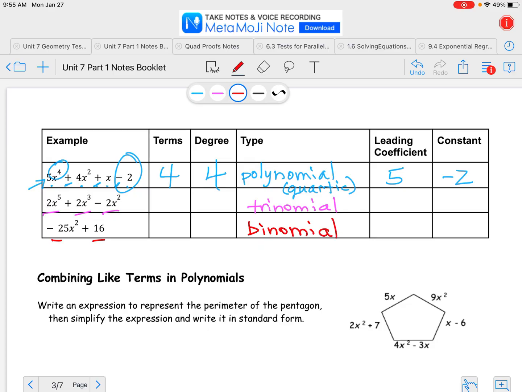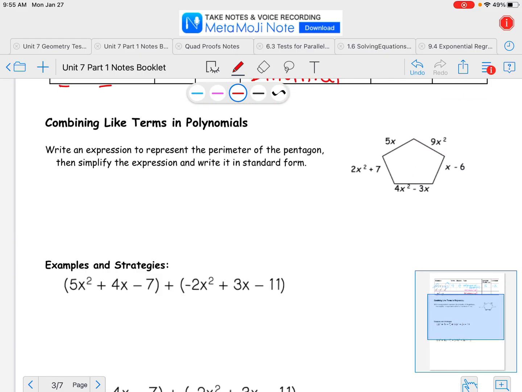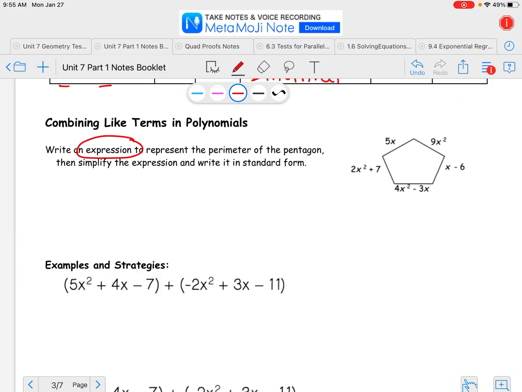So if we're going to combine like terms, like on this one, I want an expression that would just be a term with no equal sign to represent perimeter. Perimeter is when you add all the sides. So I could start in any order with any side, and I'm going to add all the sides. I'm just going around this pentagon and writing down as an addition problem all the sides.